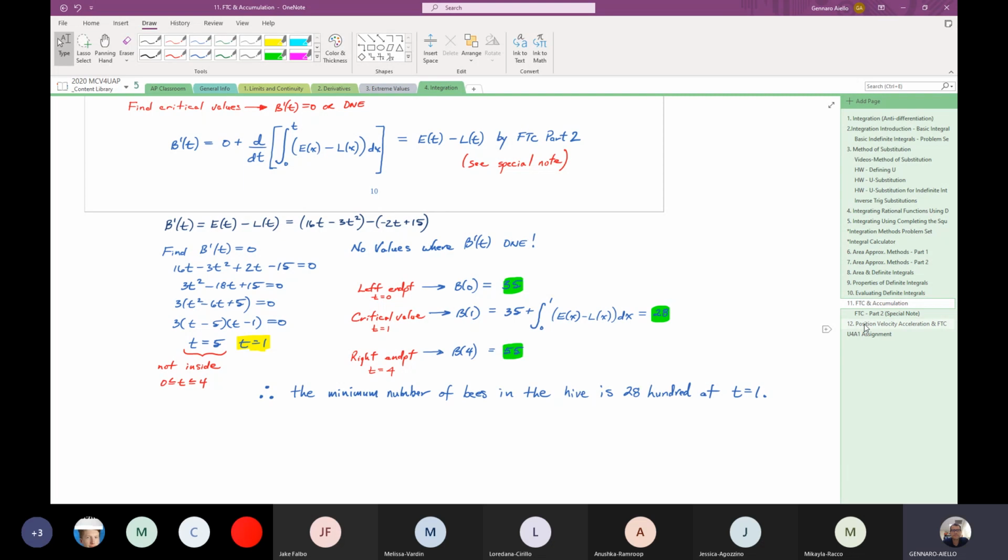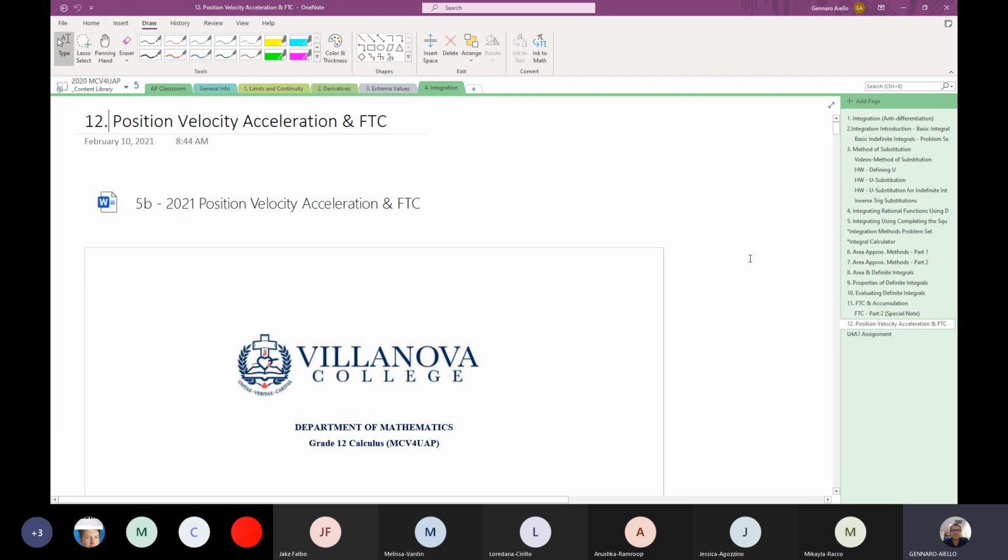The next concept we need to cover is position, velocity, acceleration, and how those three things relate to the fundamental theorem of calculus, and just in general, how those three quantities are related to each other in terms of calculus. I'm hesitant to actually start this today. So I don't think I'm going to, but I need to say this.